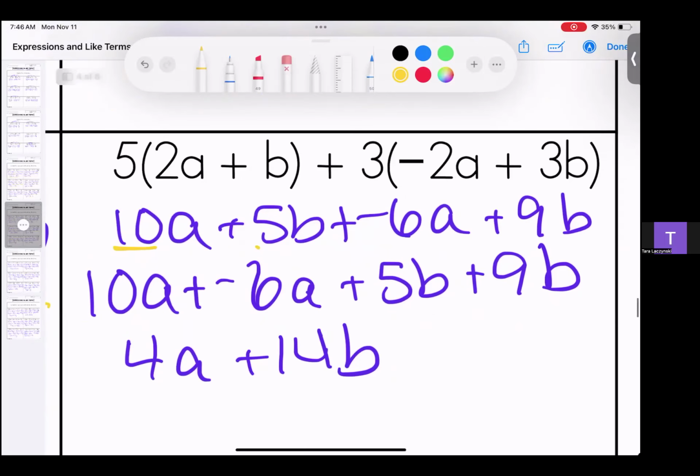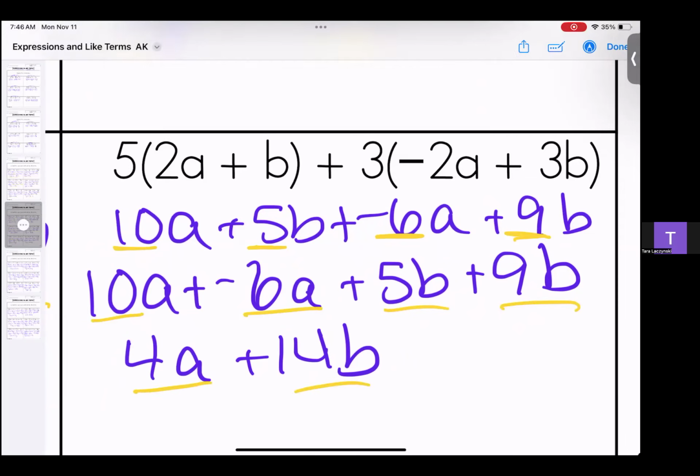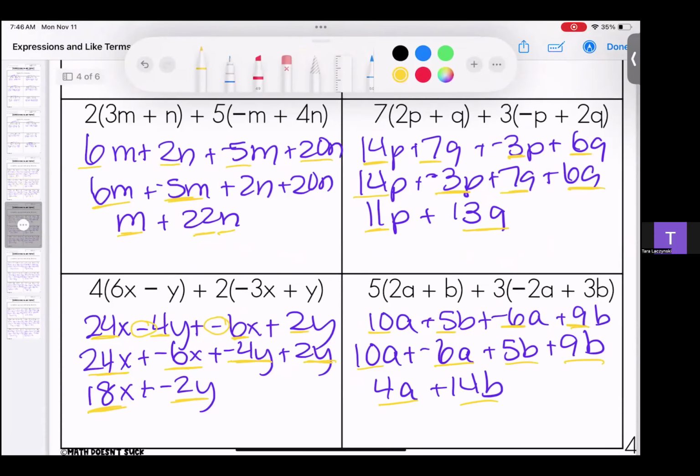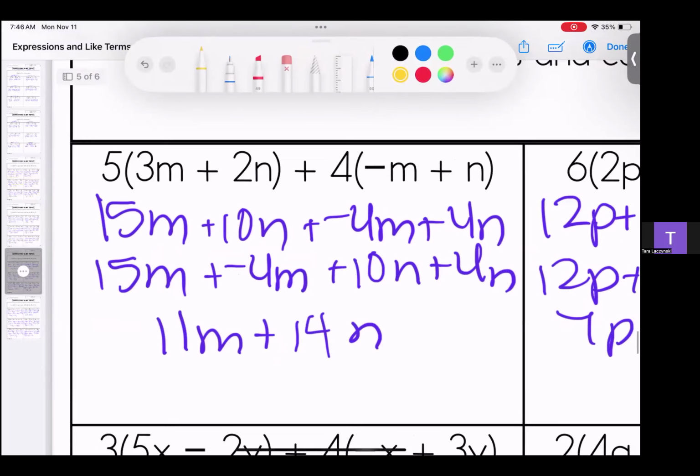5 times 2 is 10, 5 times 1 is 5. 3 times 2 is 6, 3 times 3 is 9, 1 negative. 10a minus 6a is 4a. 5b plus 9b is 14b. Questions on page 4? Bring them. Hanging out in the same space.